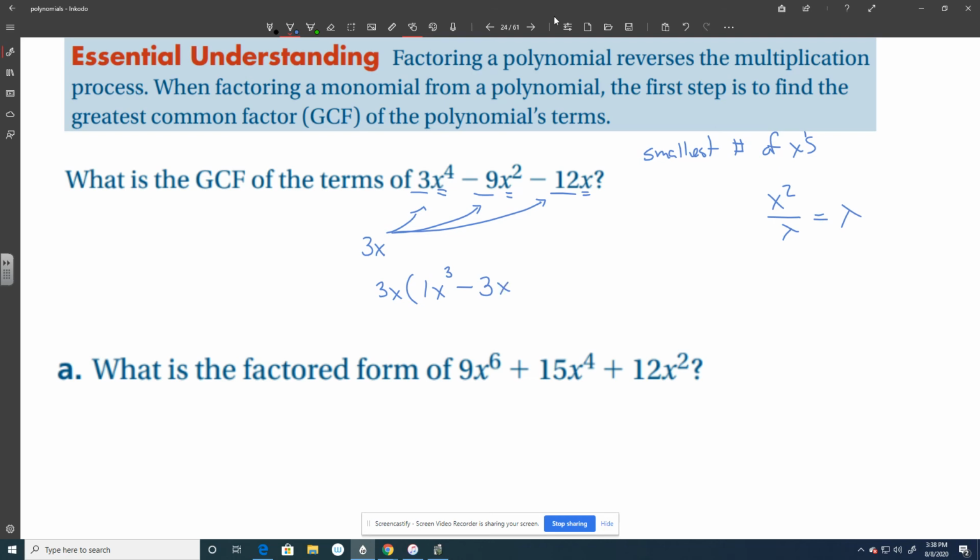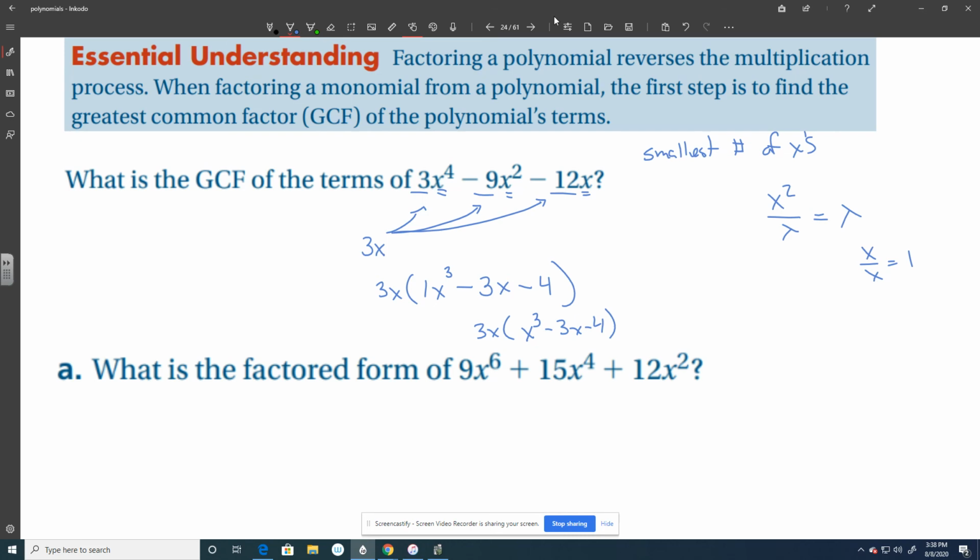And this one, -12x, I leave the negative. 12 divided by 3 is 4. X divided by x is 1. That goes away. So I actually don't even have to put anything after that 4. So my answer when I'm factoring this is 3x multiplied by x cubed, because I don't need to put a 1 right there, minus 3x minus 4. Okay, let's try one more.